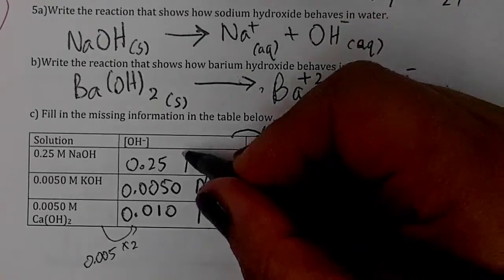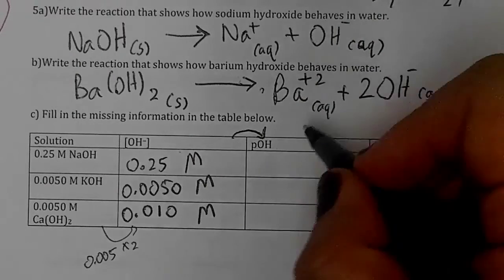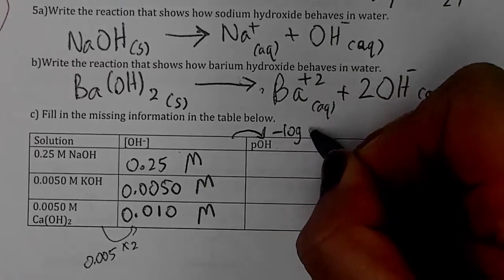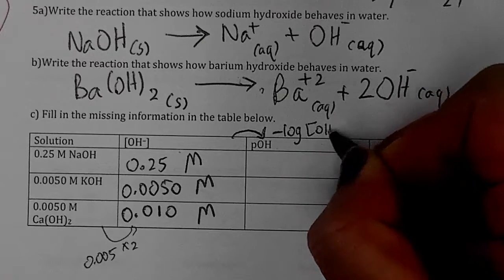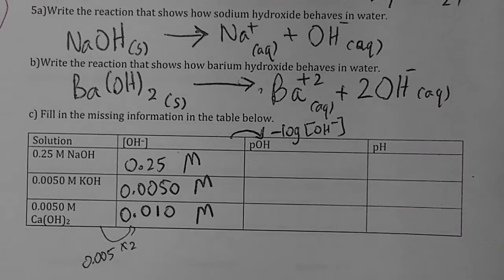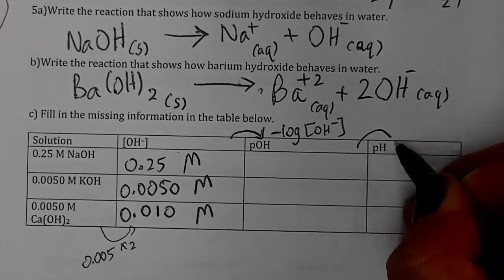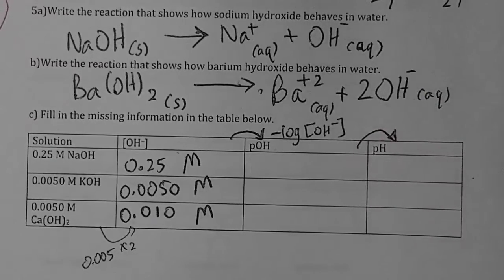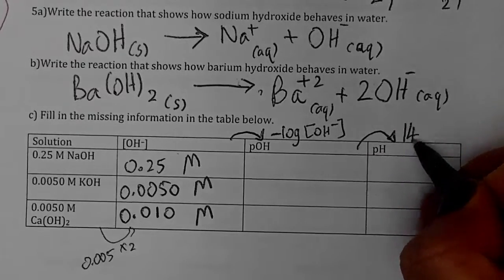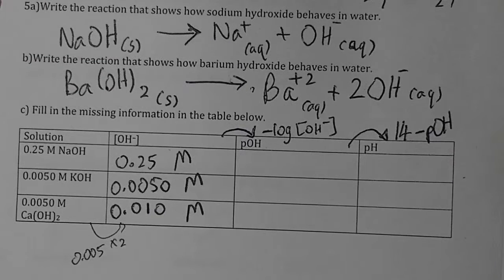Okay. Alright, pOH. Not pH. OH minus to pOH, how do you do it? Negative log of OH minus, right? Make sense? Okay, now if I have pOH and I want pH, how would you do it? 14 minus pOH. Make sense with that equation?